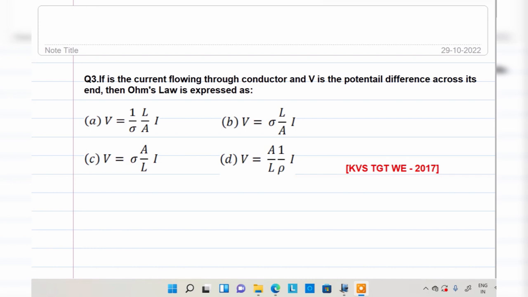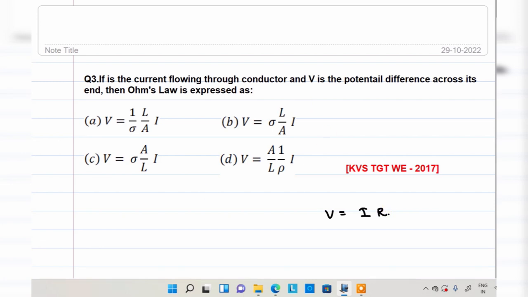Okay, next one, question number 3. If I is the current flowing through the conductor and V is the potential difference across the ends, Ohm's law is expressed as. So they provided the voltage, the current flowing through the conductor. They are expressing Ohm's law. The normal expression, V is equal to IR. But anywhere it is found that V is equal to IR?